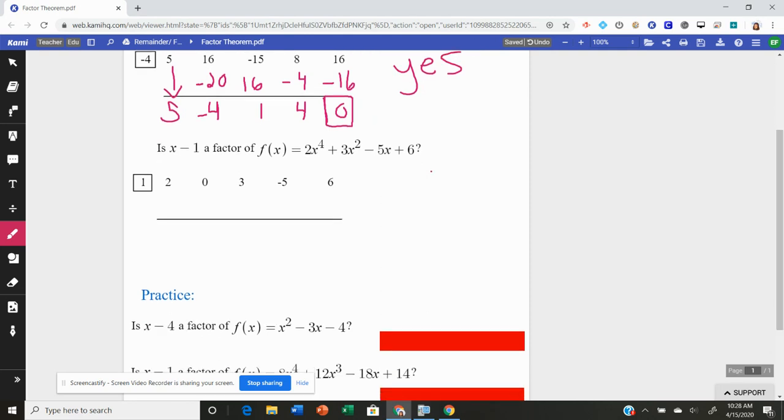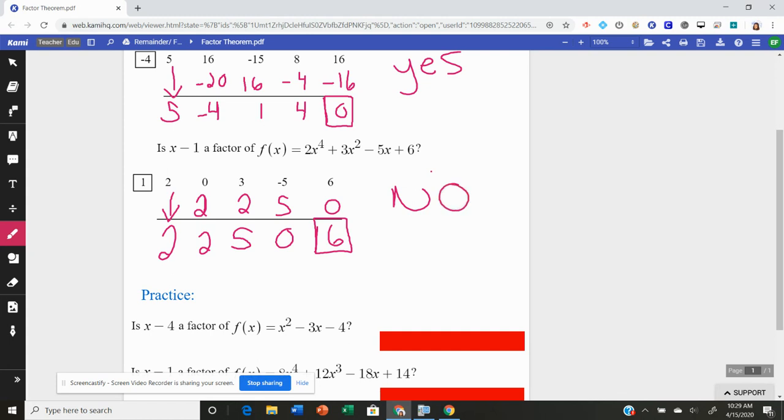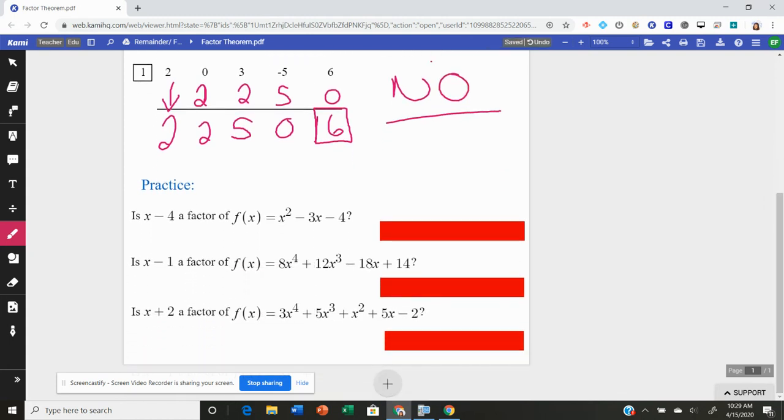So let's take a look then at our second example, and then I'll ask you to do some down at the bottom. So again, we can do the synthetic division. I'll plug a 2 in. 2 times 1 is going to be 2. Add, multiply, and add, and multiply, and add, multiply, and add. So here we don't get a 0 as a remainder. So is x minus 1 a factor? Nope, not for us. So you can go ahead and pause the video. Try these problems down below. Go ahead and hit play when you are ready.